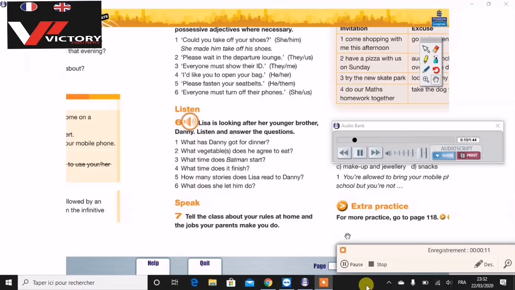Come on, Danny, finish your dinner. You haven't eaten any of the tomatoes or the beans. But I don't like vegetables. Well, you're not allowed to eat just burger and chips. You've got to eat some vegetables. You can't make me eat them. I might be sick. Come on, just one tomato. Oh, all right. And then it's bedtime.